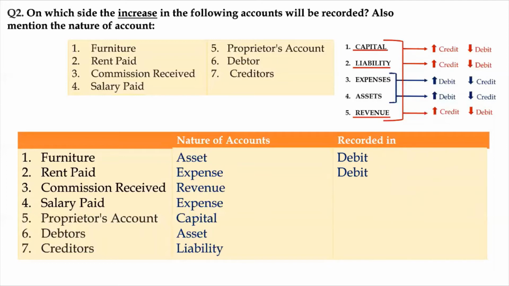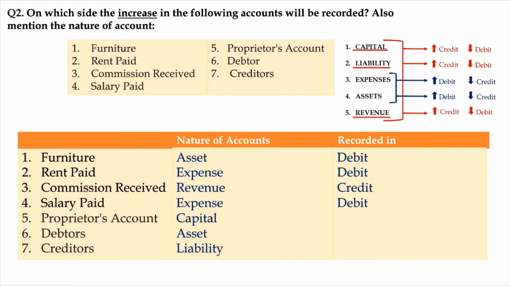on the debit side. Okay, now the third is commission received. Commission received is revenue, and when revenue increases, we record it on the credit side. So we will record it on the credit side if commission received increases. Okay. Now the fourth one is salary paid. Salary paid is an expense, and if expense increases, we'll record it in the debit side. So we will write debit.